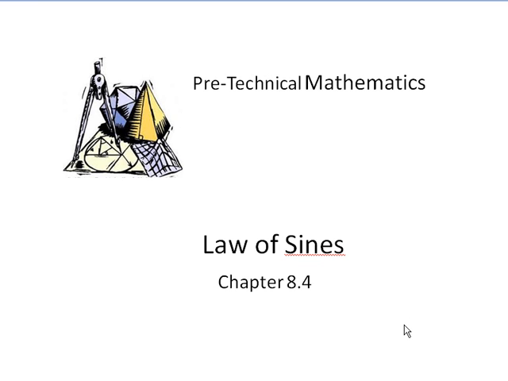Up to now, we've been working with right triangles and solving them using the Pythagorean theorem and sine and cosine. Now we're going to work with triangles that are not right triangles, they're acute or obtuse. And we've got a law that will make that very simple. Let's take a look at it.